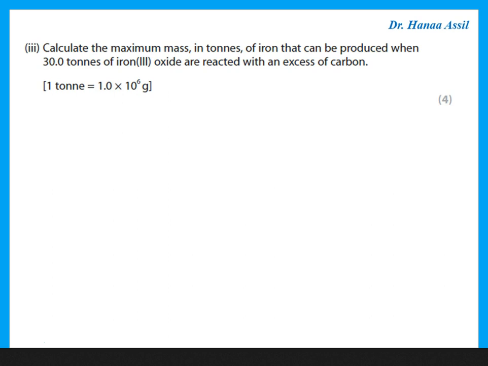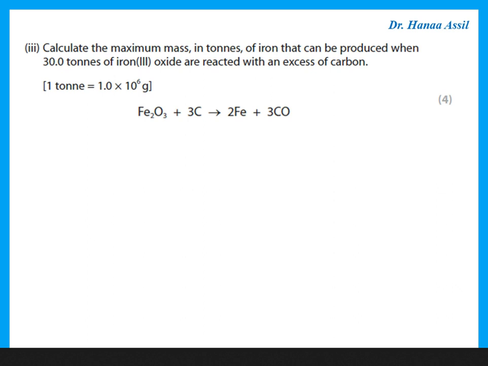Calculate the maximum mass in tons of iron that can be produced when 30 tons of iron 3 oxide are reacted with excess carbon. So this was the equation. And he wants the maximum mass of iron when we start with 30 tons of iron 3 oxide. Remember that we cannot work with tons. We have to change it to grams. And he tells me that 1 ton is 10 to the 6 grams.